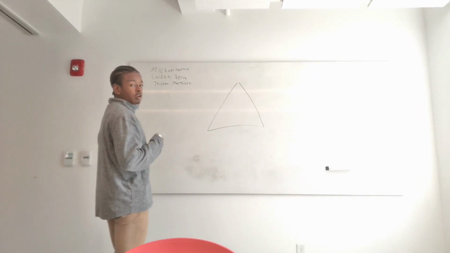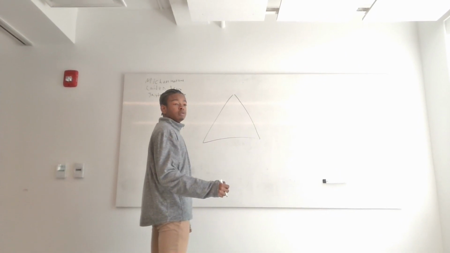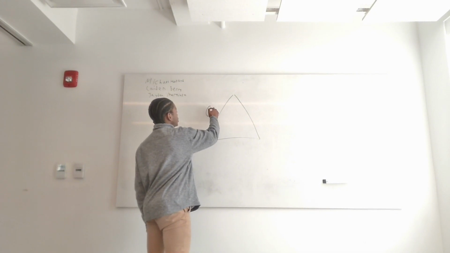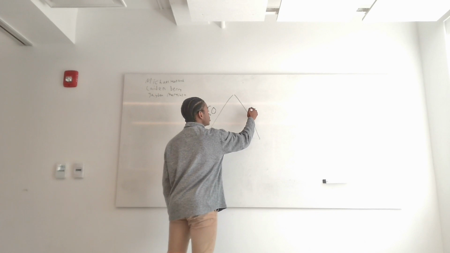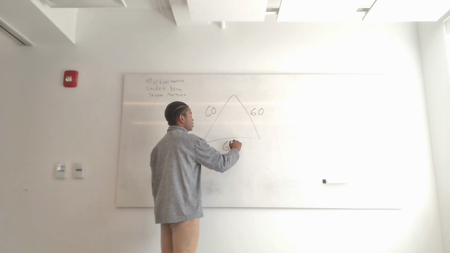To start off, we're going to be working on the equilateral triangle. So you're wondering, how are we doing the equilateral triangle exactly? So basically, it's all the same three numbers. So for example, 60, 60 again, and another 60.